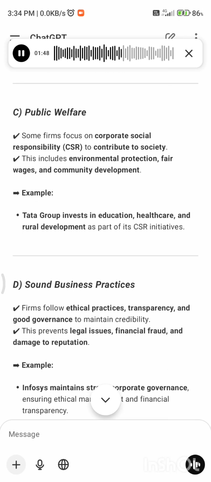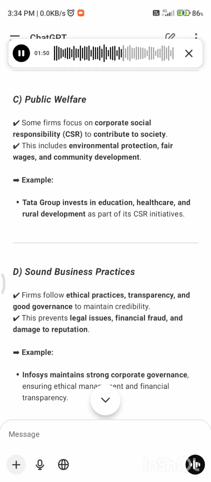C. Public welfare. Some firms focus on corporate social responsibility, CSR, to contribute to society. This includes environmental protection, fair wages, and community development. Example: Tata Group invests in education, healthcare, and rural development as part of its CSR initiatives.